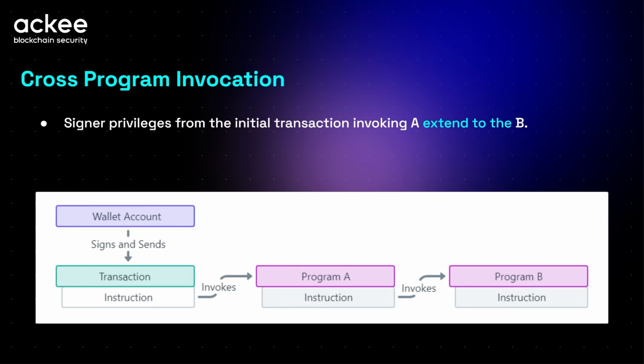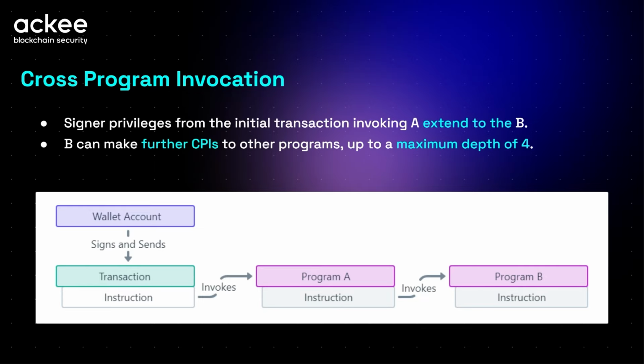The signature, or the private key that signed the transaction, is actually extended to the program B. So if you check in the program B whether the user signed the transaction, then yes, this flag will be true. The program B can additionally create a cross-program invocation, or CPI, to other programs up to a maximum depth of 4.